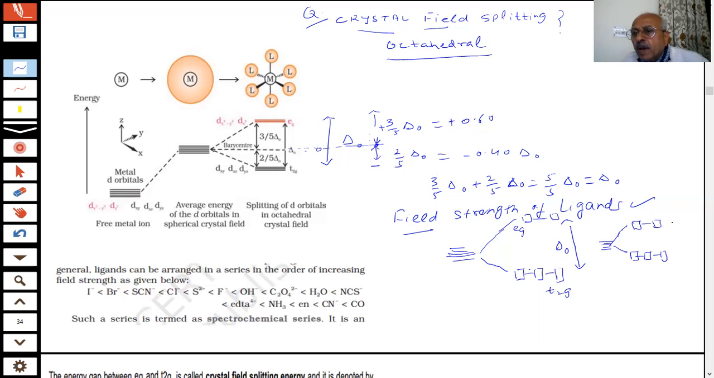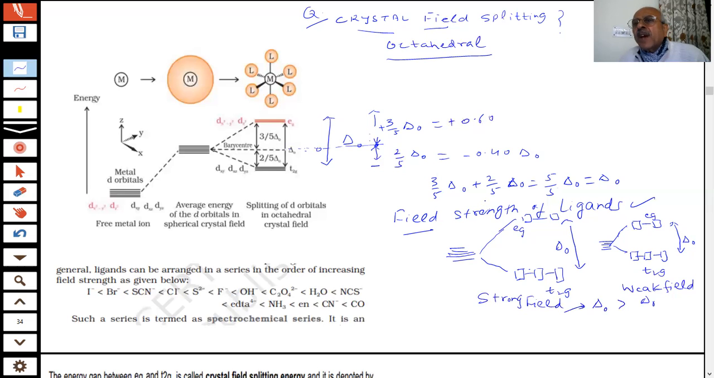This is my delta zero. This is your T2G. This is my EG. This is a strong field, and this is a weak field. How do I know? This delta zero of strong field is more than delta zero of weak field. Therefore, we must know which are strong ligands and which are weak ligands.